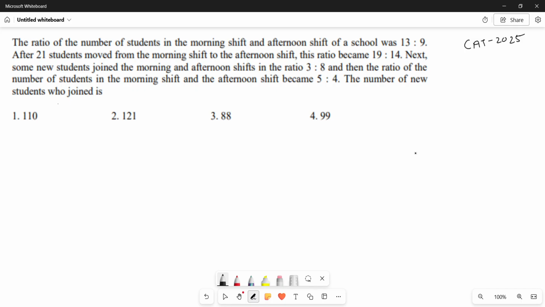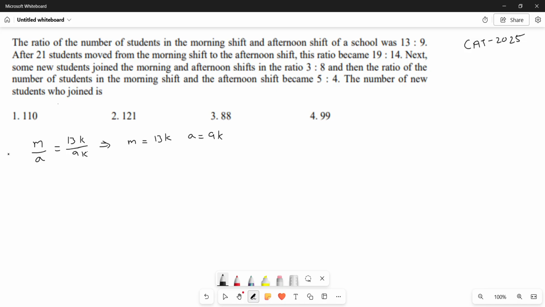So let's start. Let's call the number of students in the morning and afternoon m by a, and this will give us 13 by 9. Let's multiply with some constant k on both the numerator and denominator, and this will give us morning students equal to 13k and afternoon students equal to 9k.